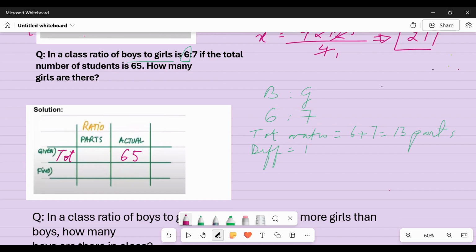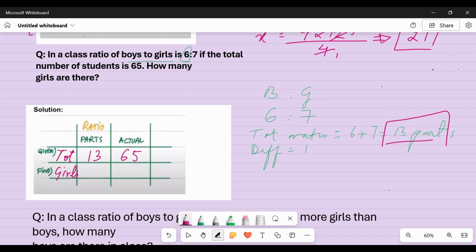Okay. So it says total because what is given is the total parts. Now, we need to find out the total parts. And total parts we have found. How many total parts are given to you? 13 parts. We added the 6 plus 7, 13. Okay. Now, what we need to find out is how many girls are there? So, here I'm writing girls.